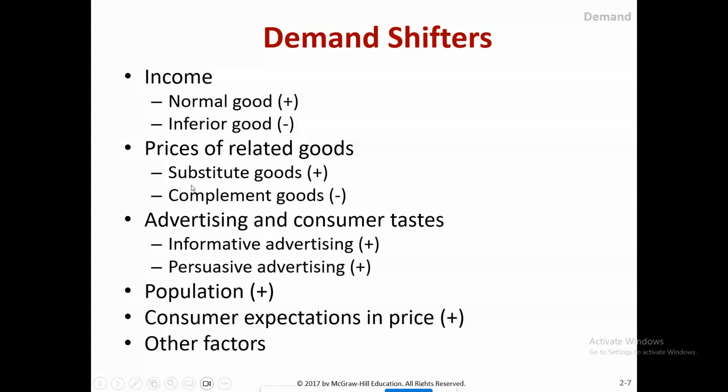Complementary goods: when the price of the complementary good increases, demand for the product decreases. Advertisement promotes awareness of products. People like it, and consumers prefer those products. When a thing gets popular, demand increases. A higher population results in a higher number of consumers, so demand increases, and consumers' expectation of price also increases current demand.